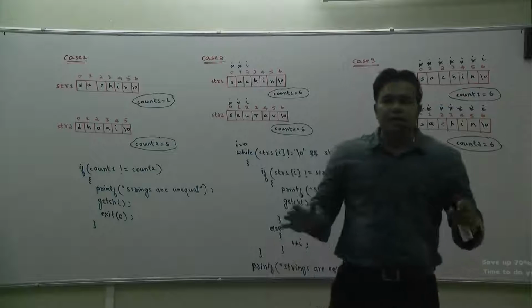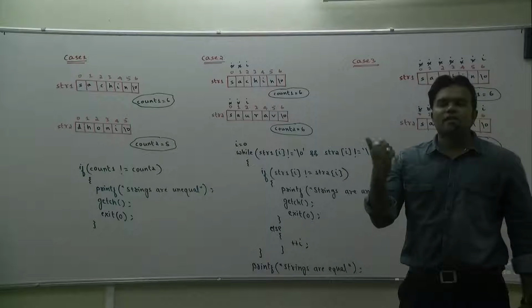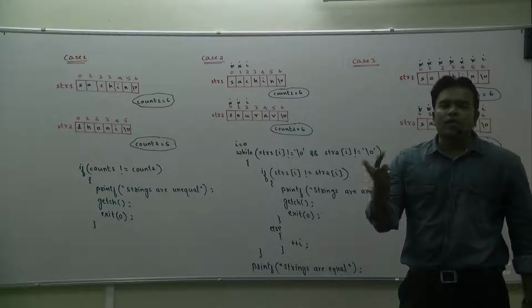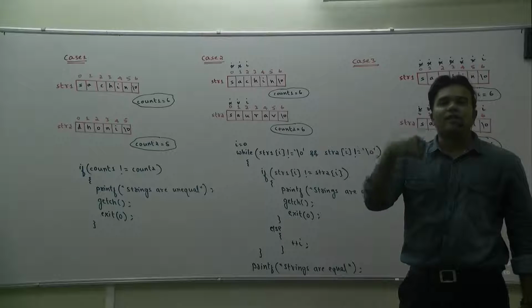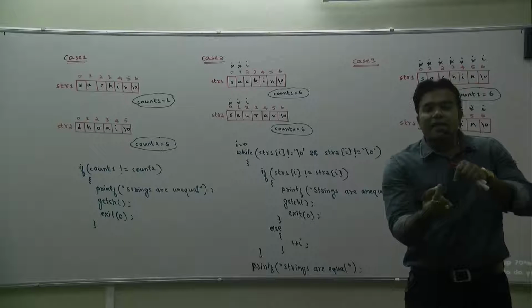All said and done, I would again very quickly tell you: first string I will take as input, second string I will take as input. I will find the count of the first string. I will find the count of the second string. The two counts I will compare. If the counts mismatch, then I will tell unequal. If the counts match, then I will compare character by character.